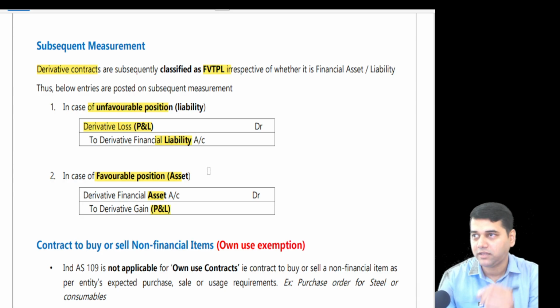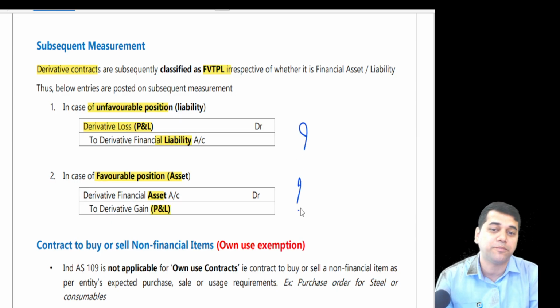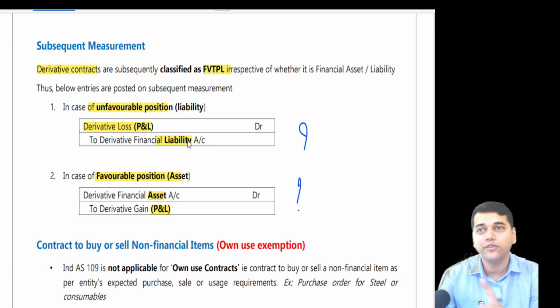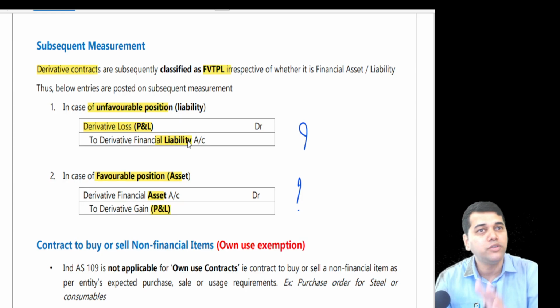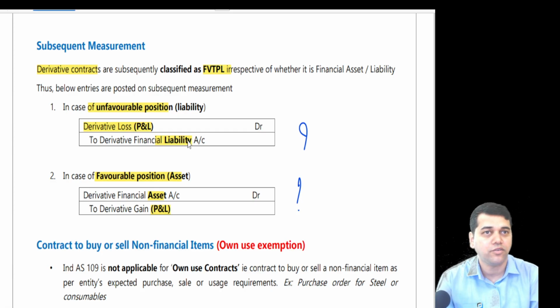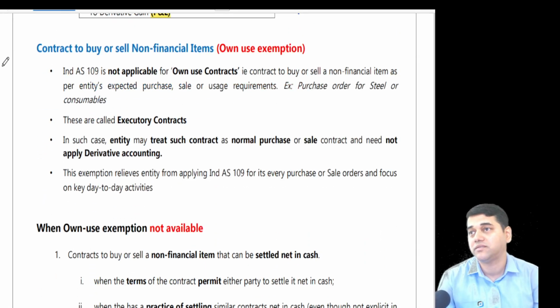But only one thing. Now comes AFM into the picture. Among these two, which entry should I pass? That's what you need to figure out properly. Am I in a favorable or am I in an unfavorable situation? If you miss, you will pass the ulta entry. Followed, no? Now let us discuss the own use exemption. You remember I told you at that time, we will discuss later.